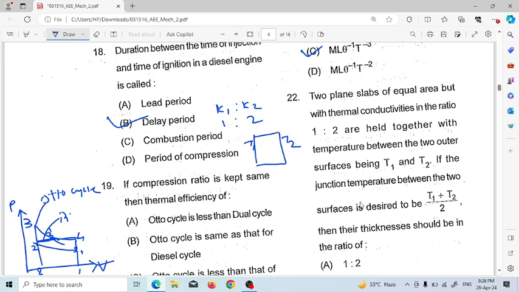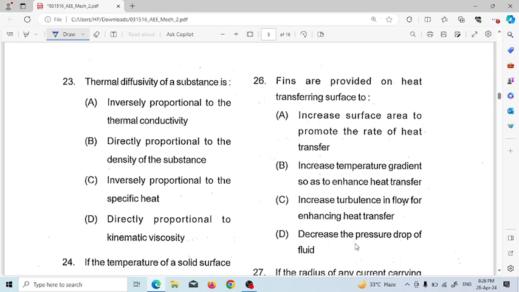And the junction between two surfaces is desired to be T junction, T1 plus T2 divided by 2, and their thickness should be, we know heat conduction is K area del T by thickness. So area is constant and temperature difference is also constant. So K is directly proportional to thickness. So K is related to 1 is to 2, then their thickness will be related to 1 is to 2. So answer will be option A.